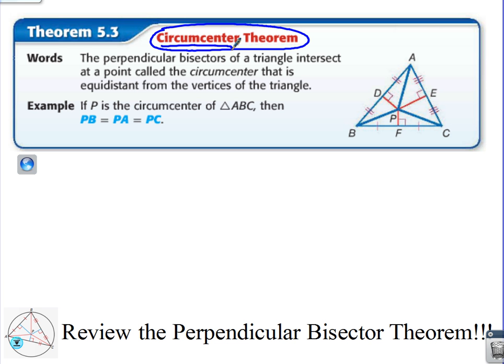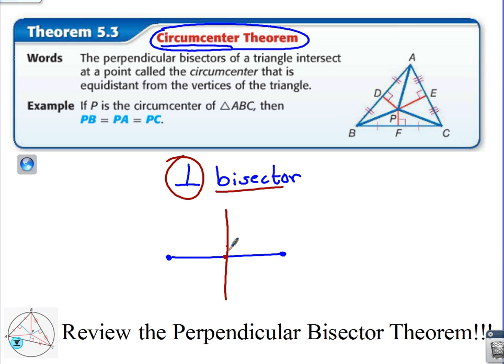In a triangle, something we need to review: a perpendicular bisector. Talked about it for a good while now. If you have a line segment, a perpendicular bisector has 2 special features. Number 1, it's perpendicular to the line segment, and number 2, it bisects the line segment. So it would cut it in half, and it would also be perpendicular to it. That's a perpendicular bisector.